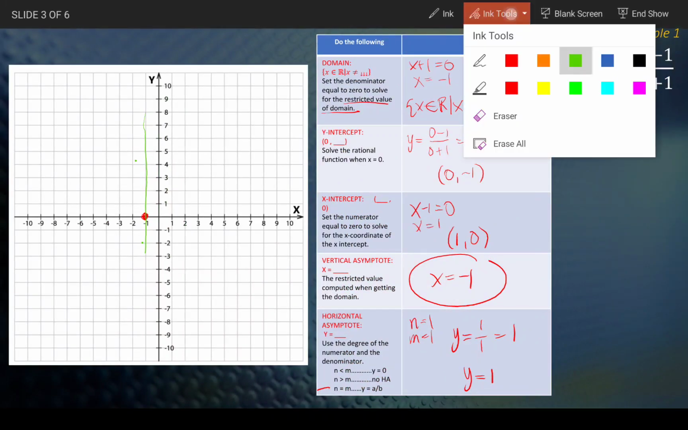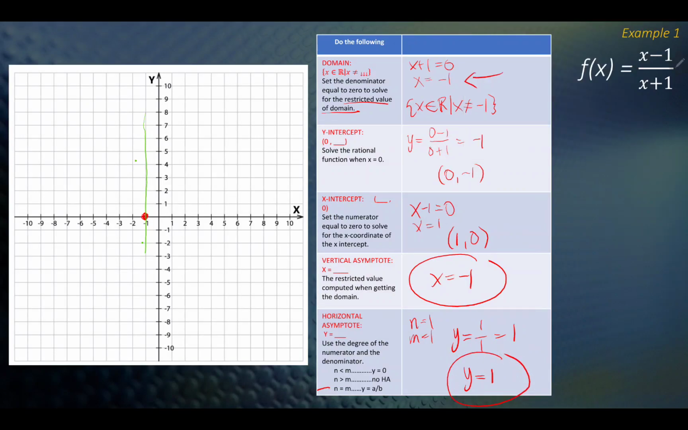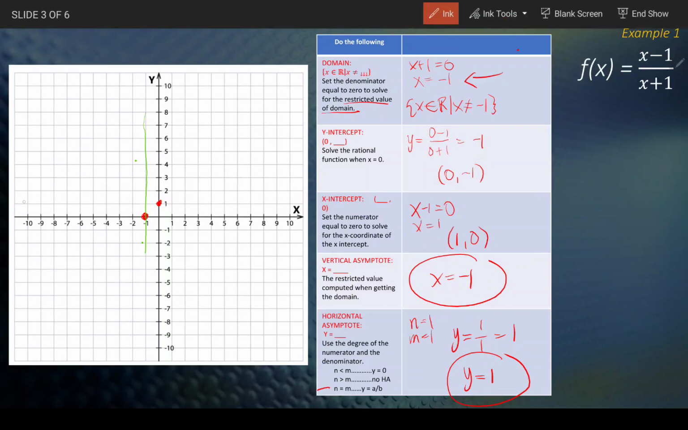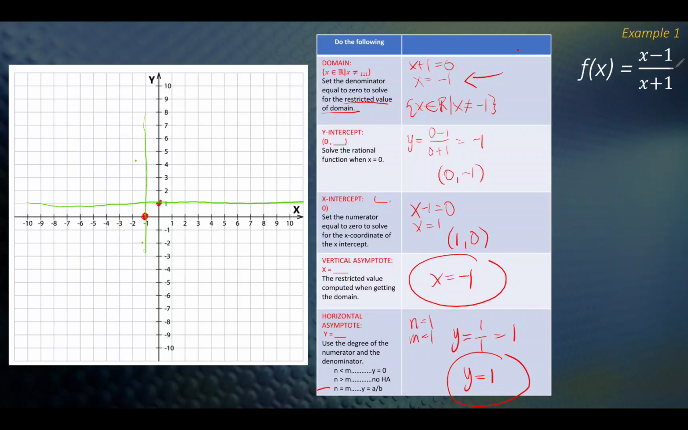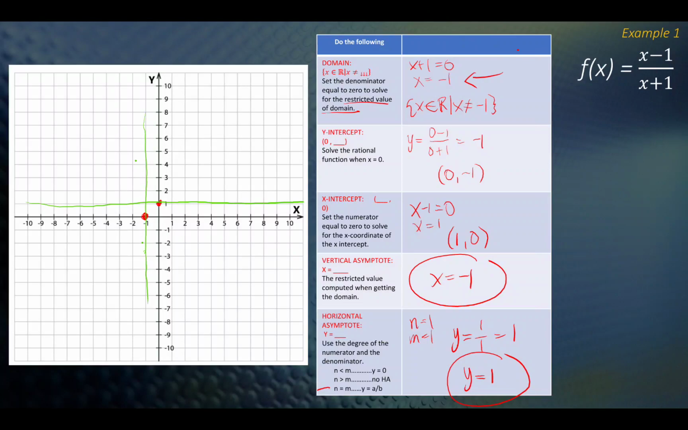Next, we go to the horizontal asymptote, y equals 1. So we look at the y-axis and at y equals positive 1, and we have to draw a horizontal line from that value. So you can see that we already have the asymptotes. Once again, when you say asymptotes, the graph should not intersect or pass through these lines, the vertical and horizontal asymptotes. Now let's plot the intercepts.